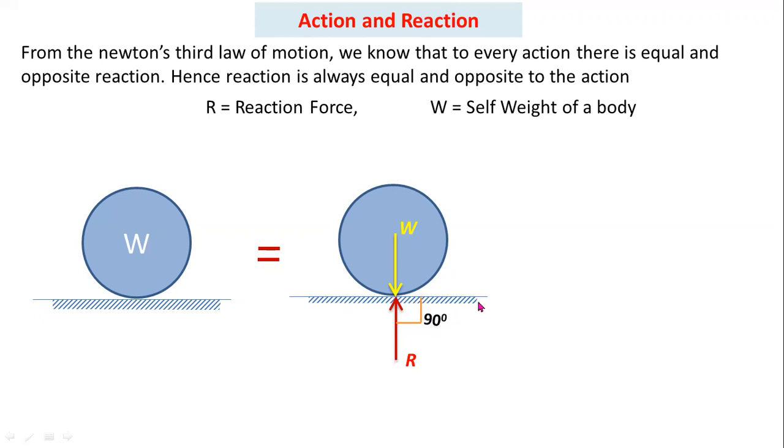Now these are the two forces acting on the given point. This is a reference horizontal line, this is the vertical self-weight, and this is the reaction force R. This is the free body diagram for this condition.